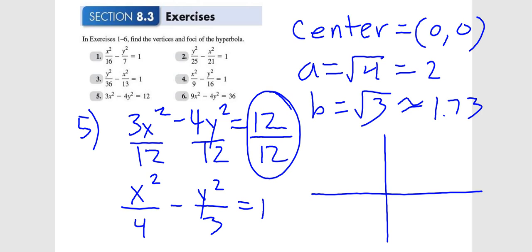How do I find the vertices? I am taking the x part of the center and adding 2.